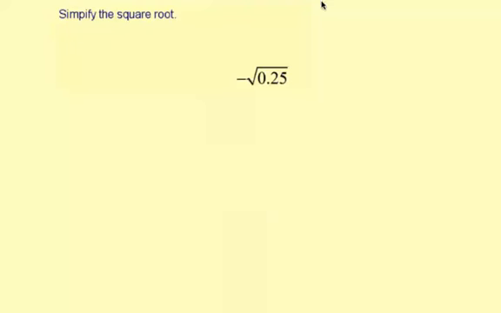Simplify the square root. We have the negative square root of 0.25. Now I know that 25 is a perfect square, so I'm thinking somehow this is going to end up being like 5 times 5 or something. And there are a couple different options. I'm not sure which one it would be. Maybe it would be 0.5 times 0.5, or maybe it would be 0.05 times 0.05 that makes 0.25.